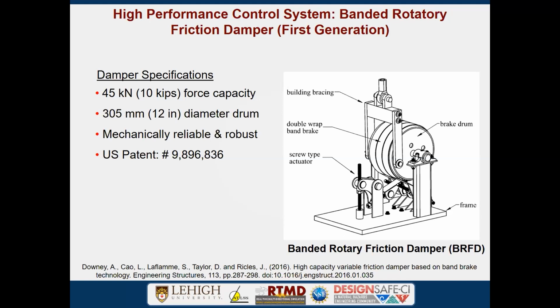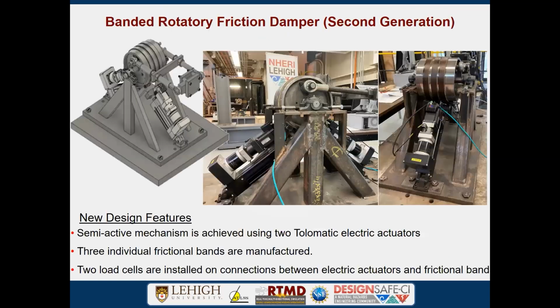So we published these dampers in 2016, but at that time, we didn't think about that much detail on the actuator mechanisms. So we were just using a screw to adjust the tension force. Basically, at that time, we were only able to use it as a passive damper, even though it had these semi-active mechanisms. So recently, we rebuilt these structures, which we call second generation, in the NHERI-EF facilities, where we are using two electrical actuators to control the tension force on the frictional band.